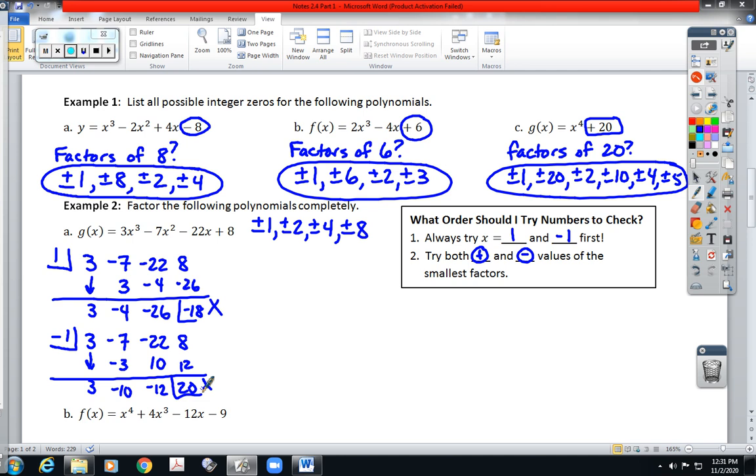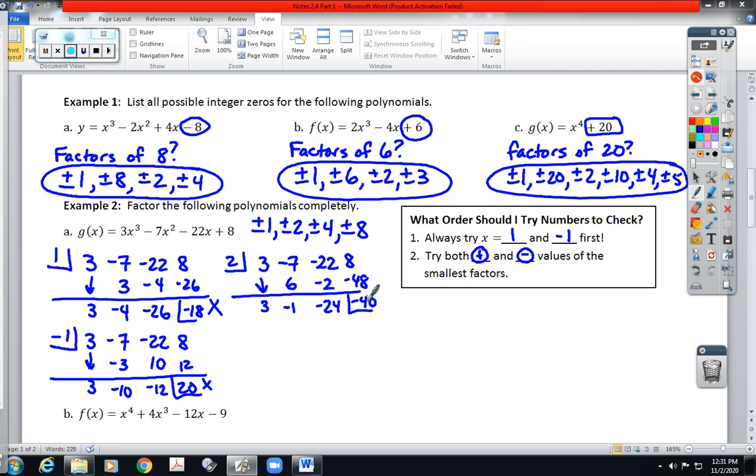The 1s didn't work. What's the next smallest number in our list? 2. So we put 2 in the box and we run it again. We only need to find 1 because this is a cubic. Once we find one of them, what's left will be a quadratic and it'll probably factor. Okay, so it's got to keep running it until we find one. So 3 times 2 is 6. That's -1. 2 times -1 is -2. That's -24. That one is not going to work either.